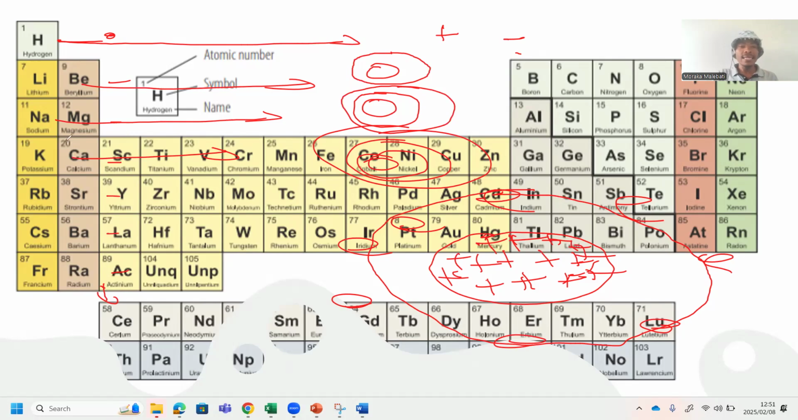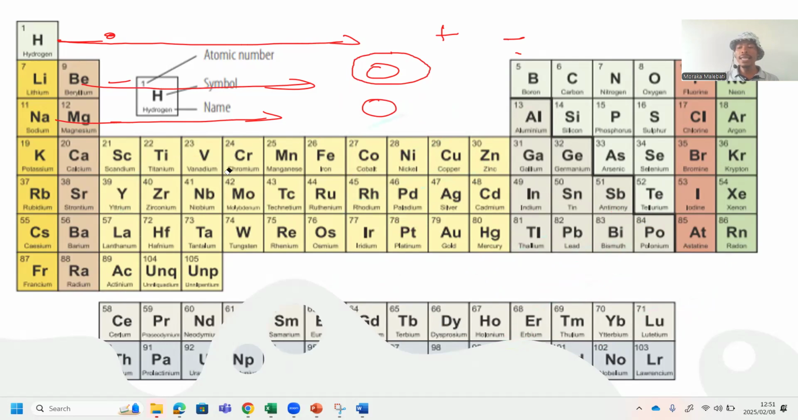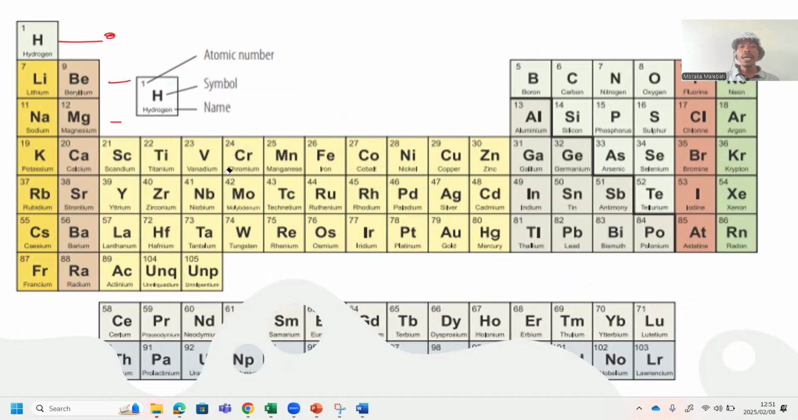So now let's learn about the trends for the given period. We're going to be looking at the atomic size, and we're going to look at the ionization energy, and also the affinity, and other things. But now let's start with the atomic size.